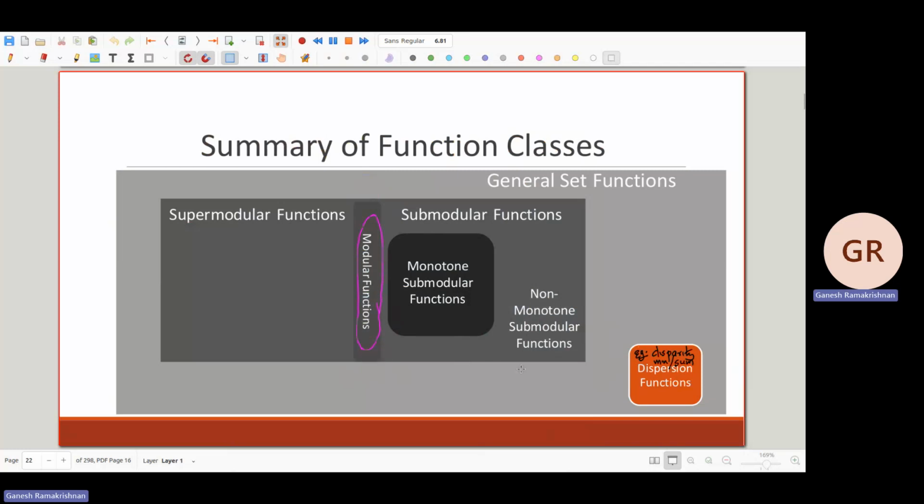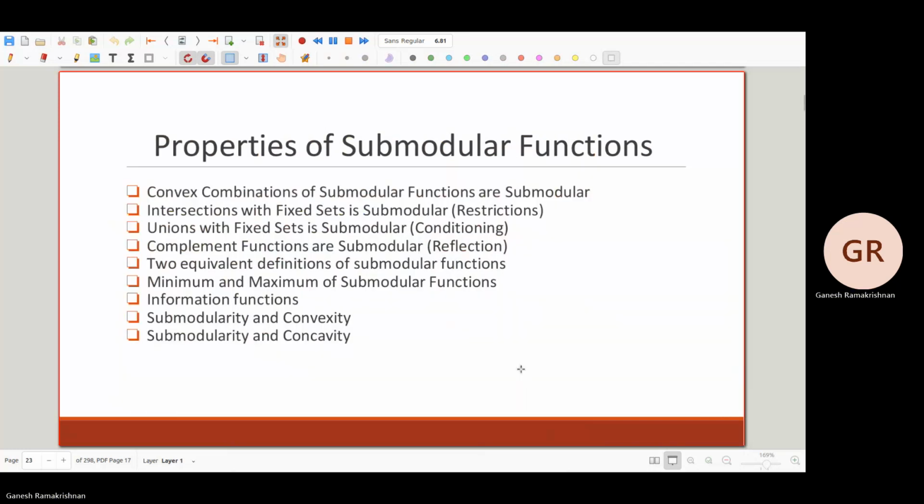Okay, this is like a bird's eye view. Let's take a few interesting properties. So convex combinations of submodular functions are submodular. Calculus is what we come to every time, right? For convexity, we talked about calculus. Subgradients, we talked about calculus.